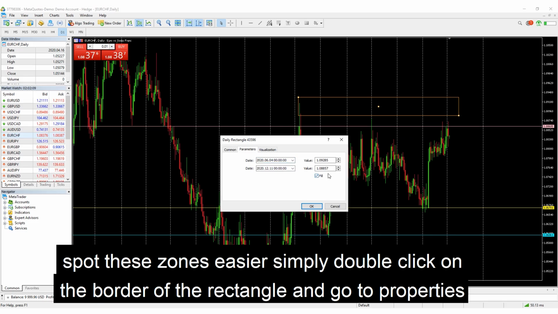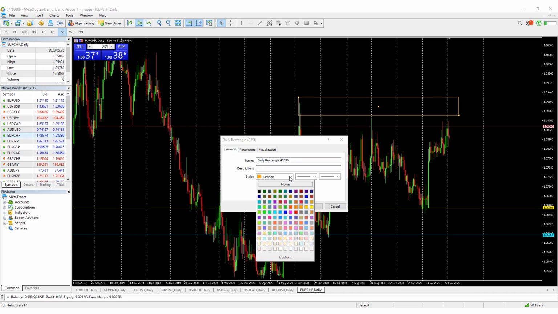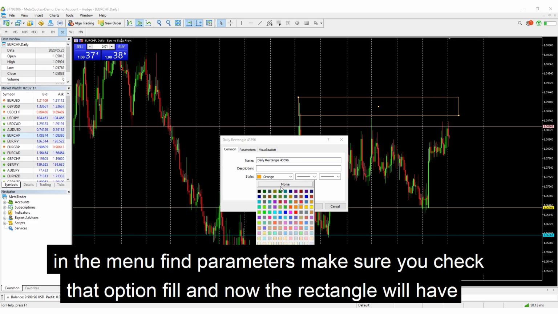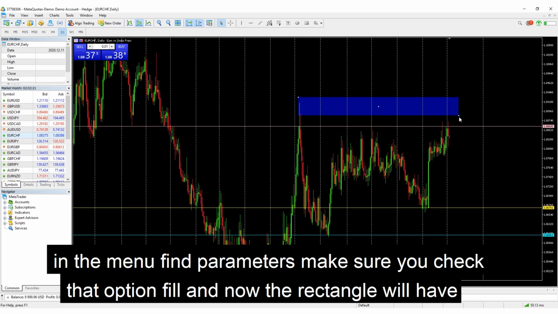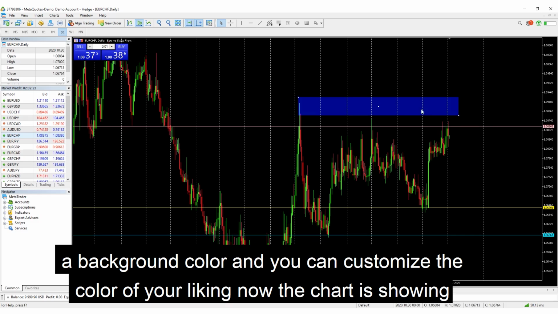So to spot these zones easier, simply double-click on the border of the rectangle and go to Properties. In the menu, find Parameters. Make sure you check that option, Fill, and now the rectangle will have a background color, and you can customize the color to your liking.